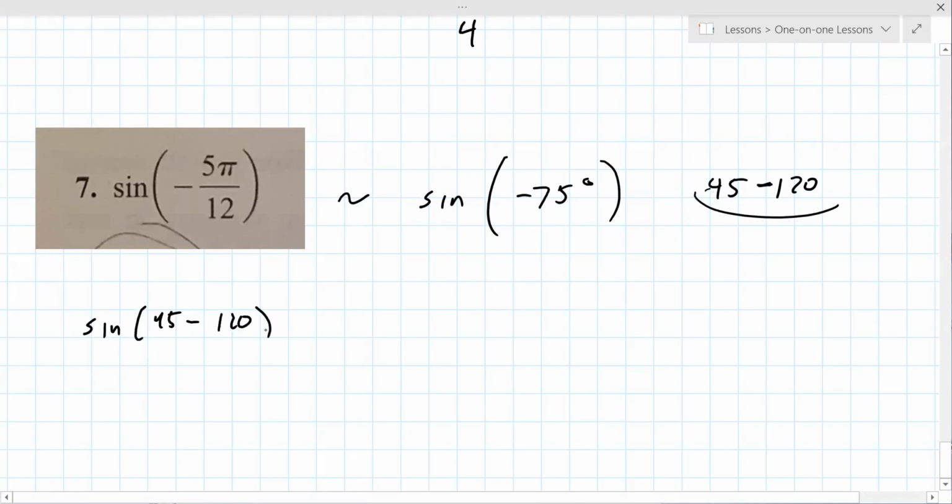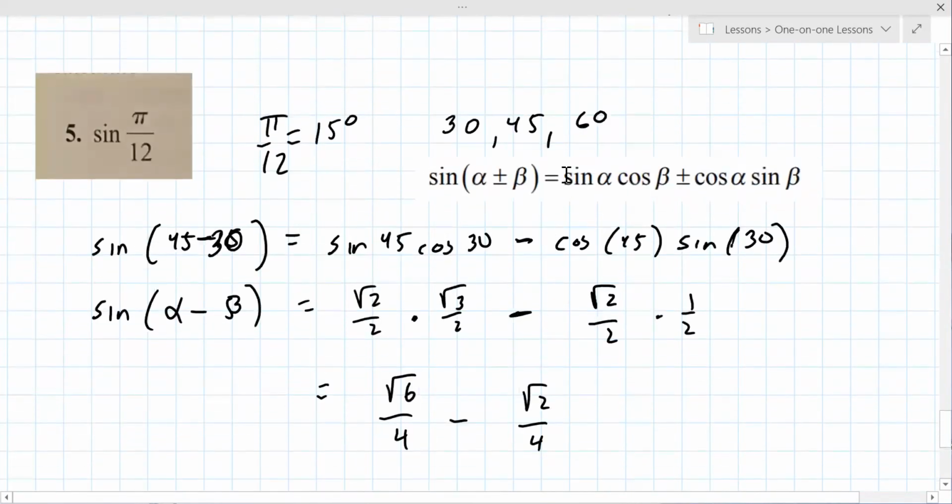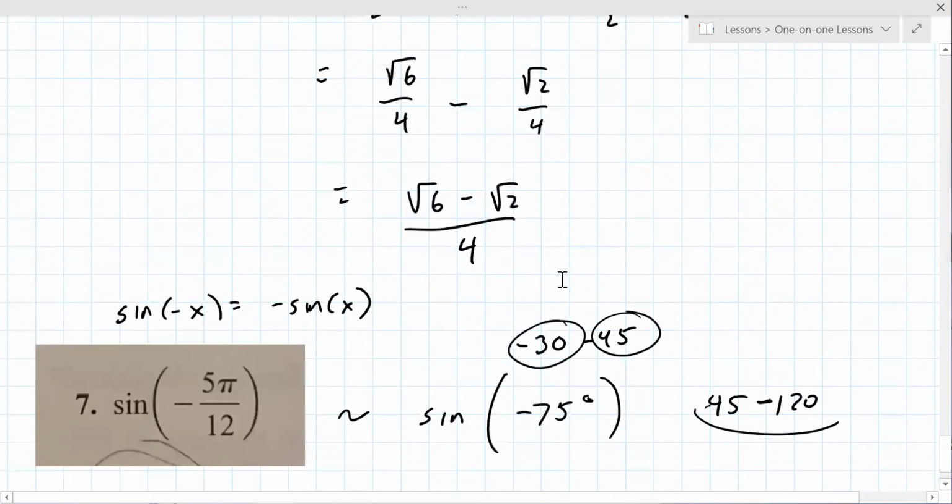Now there's a lot of options. Like you could do minus 30 minus 45. I generally stay away from the negatives on the front. Another thing you could do is, remember how earlier we said sine of minus x equals minus sine x? You could do that as well. But let's just do this one because we've already got the formula and we've done a couple of these like this. So let me grab the formula up here.